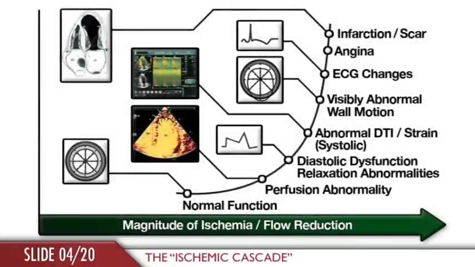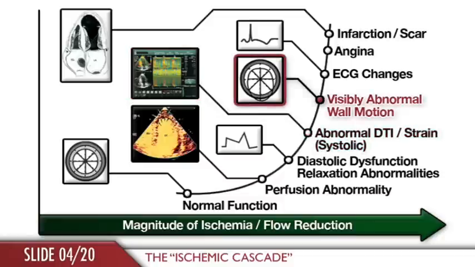Following interruption of coronary flow, there is a well-described hierarchy of abnormalities which can be detected with echocardiography. This is referred to as the ischemic cascade. The first detectable abnormality is reduction in perfusion that can be identified with myocardial contrast echocardiography, which remains an investigational technique. The earliest functional abnormality is diastolic dysfunction, which can be detected with Doppler techniques, followed by subtle abnormalities of contractility, which may be detectable only with tissue imaging or strain analysis.